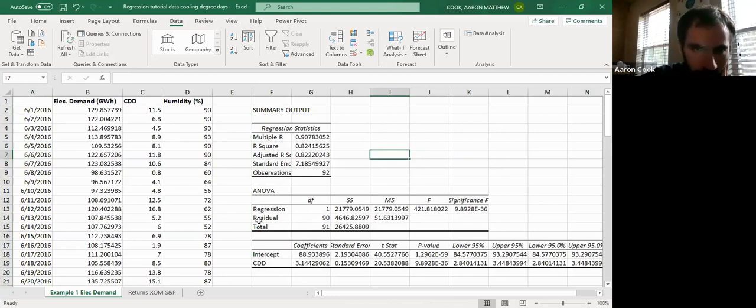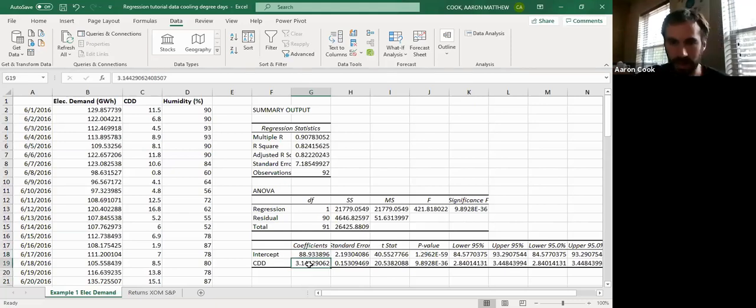So the intercept term is sort of the baseline electricity demand. And then the coefficient on CDD, or cooling degree days, is the extra electricity that's demanded as a result of having one additional cooling degree day. So as the temperature gets warmer, there is more electricity demand, and that's what's given by this coefficient in the bottom row of this table.